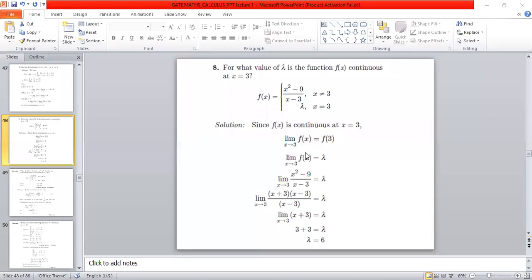Now we substitute f of x here. So limit x tends to 3, f of x is x square minus 9 upon x minus 3. x square minus 9 is of the form a square minus b square, so write a plus b into a minus b. So x plus 3 into x minus 3 upon x minus 3. This x minus 3 in the two places gets cancelled. So it is limit x tends to 3, x plus 3 is equal to lambda. So it is 3 plus 3, that is 6. So lambda is equal to 6.